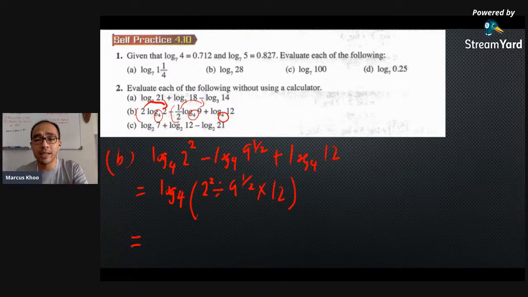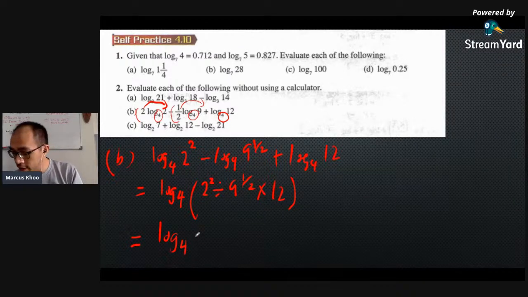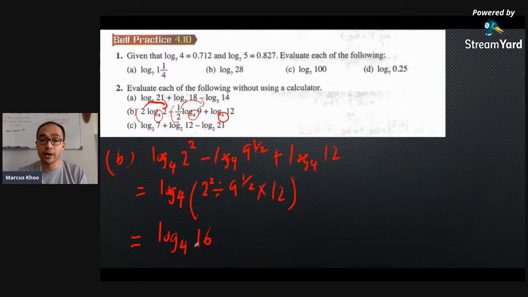I know you're not supposed to use the calculator, but actually you can use the calculator for this, because if you don't remember, 2 to the power of 2 is actually 4 and 9 to the power of half is actually 3. So 4 divided by 3 times 12 will actually give you 16. Okay, but as I said, this is evaluate.